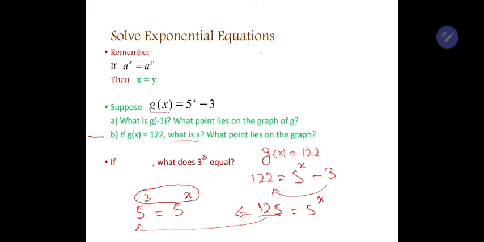Now we have just found out that x equals 3 when y was 122. So now you can guess what point lies on the graph. Yes, you're right. It's (3, 122).